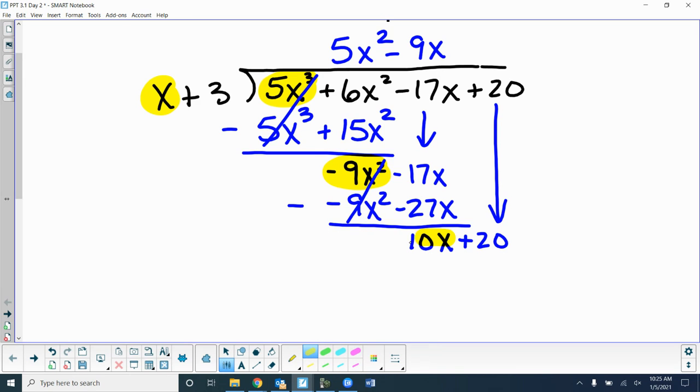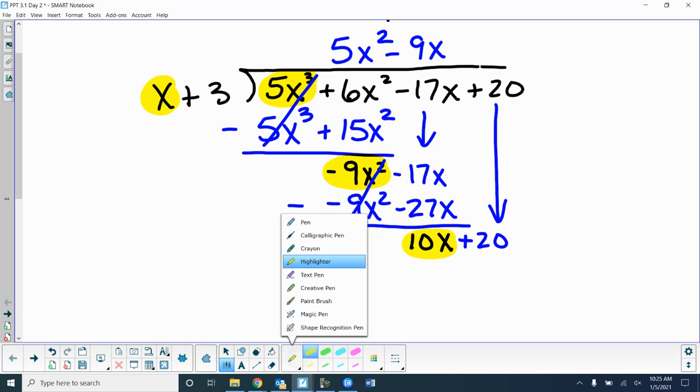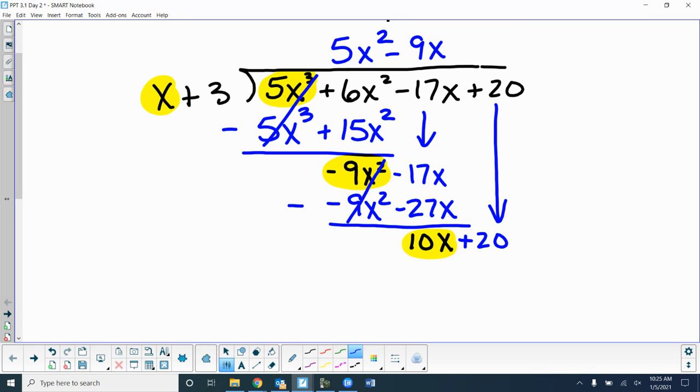Again, it's just a monomial divided by a monomial when we actually do the division part. Okay? So those aren't really hard to do. So again, don't let all this other stuff behind mess with you. So it's just 10x divided by 1x, which is 10. And that goes up here, then 10 times x and 10 times 3. And then subtract, those go away, and 20 minus 30 is a negative 10.